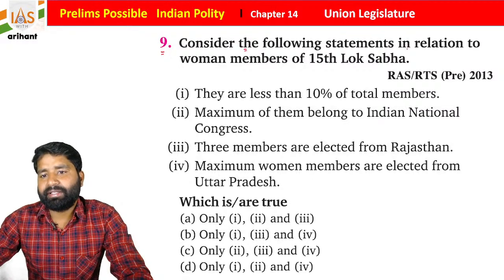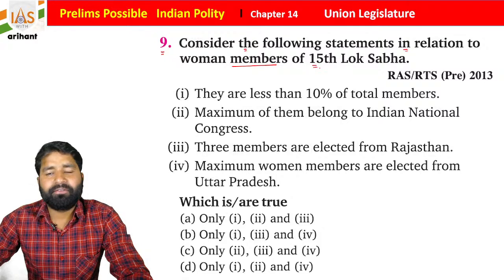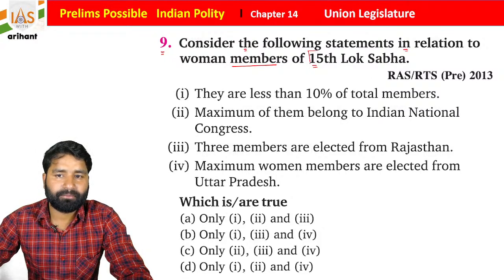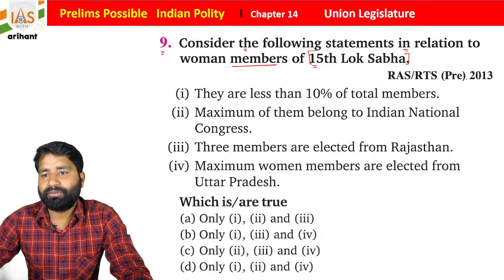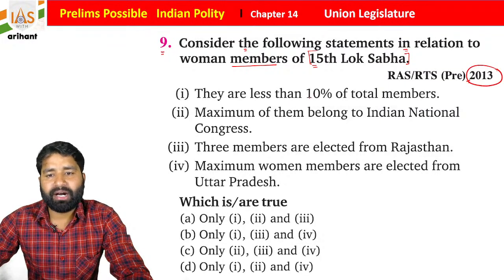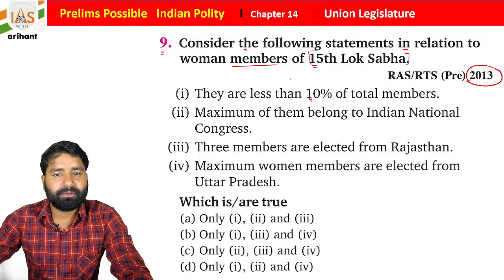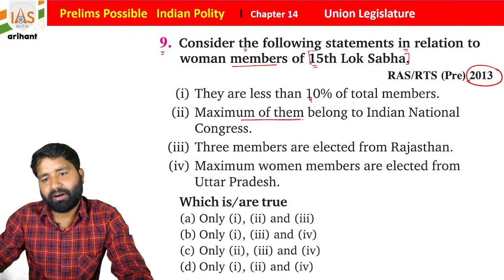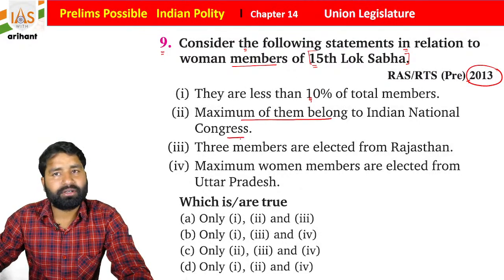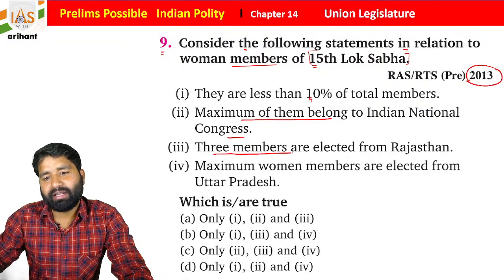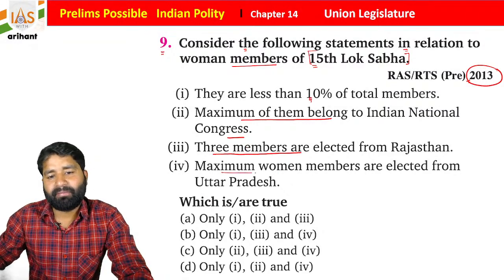Consider the following statements in relation to women members of the 15th Lok Sabha. This is a 2013 question. They are less than 10% of the total members. Maximum of them belong to the Indian National Congress. 3 members are elected from Rajasthan. Maximum women members are elected from Uttar Pradesh.